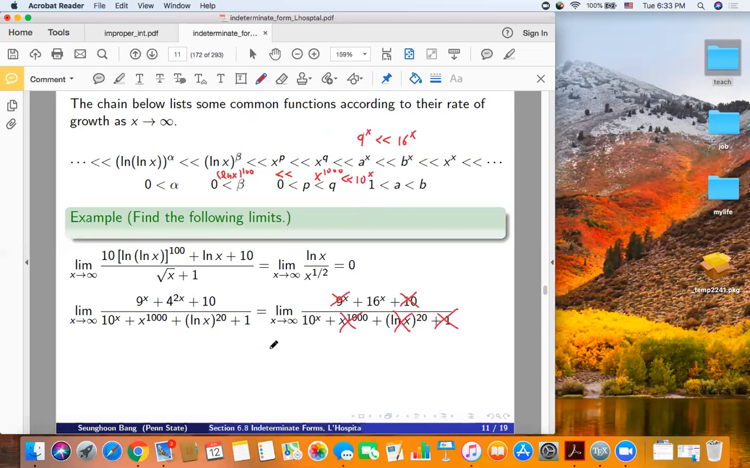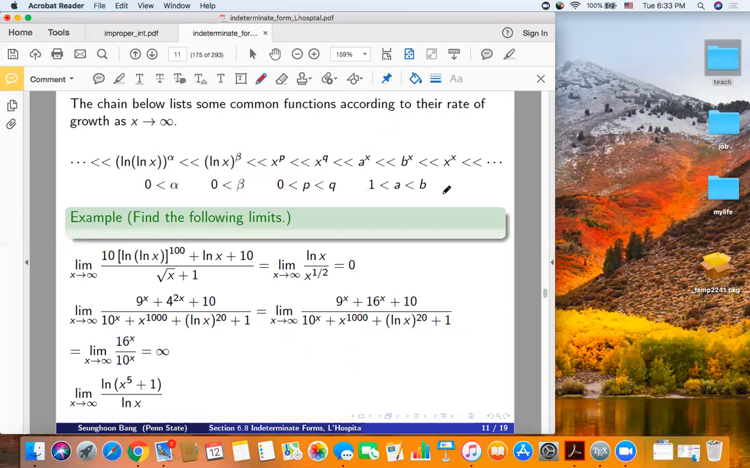So we have limit x value approaches infinity, 16 to the power x over 10 to the power x. What is the answer? Answer is infinity, because the 16 to the x is growing faster than 10 to the x. This is idea. We have it.